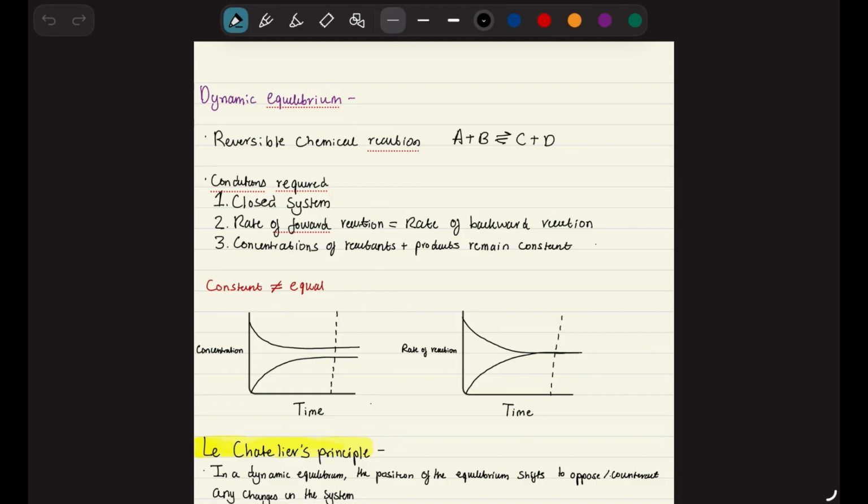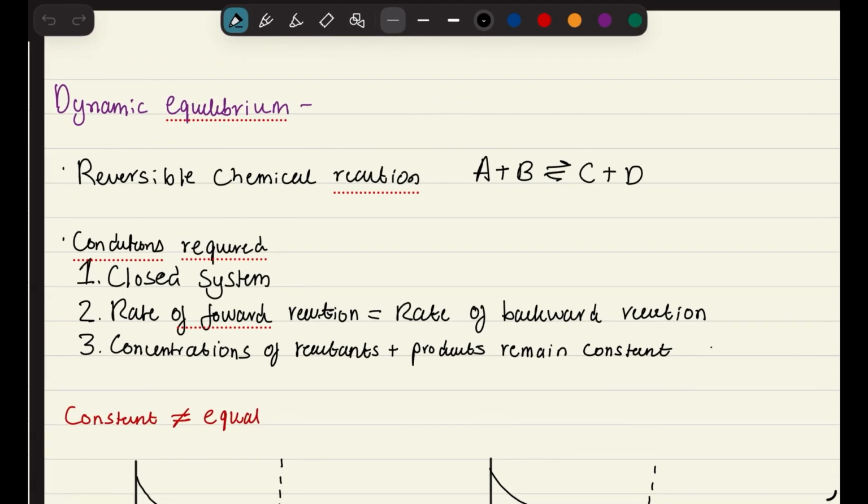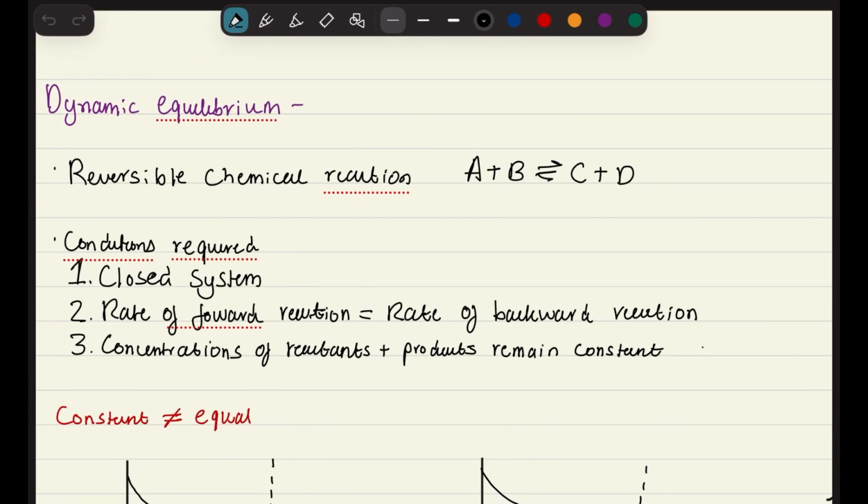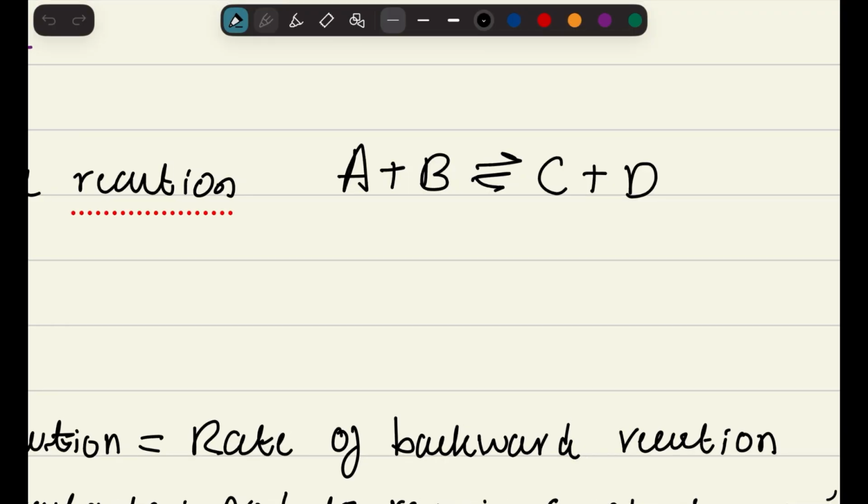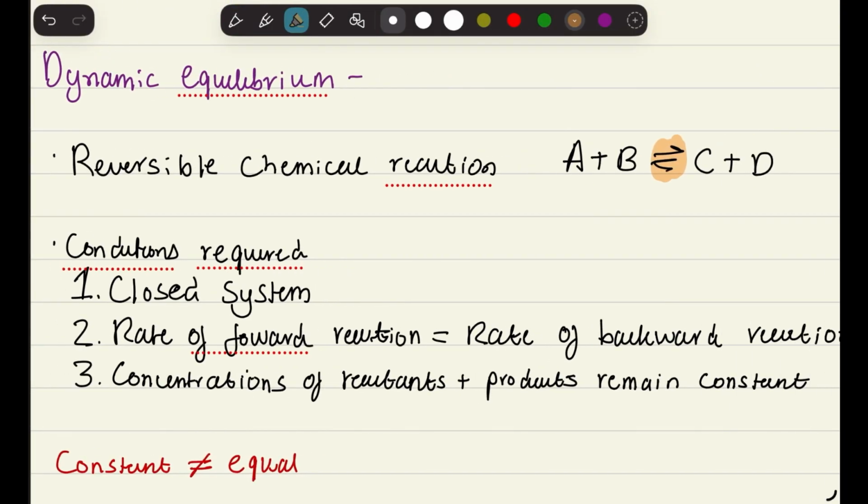Okay, so first of all, we need to talk about dynamic equilibrium. For dynamic equilibrium, we first need a reversible chemical reaction. The example we're going to go through with most of this video is A plus B goes to C plus D, but reversible. You see the symbol here; this just means that the reaction is reversible. Good to know.